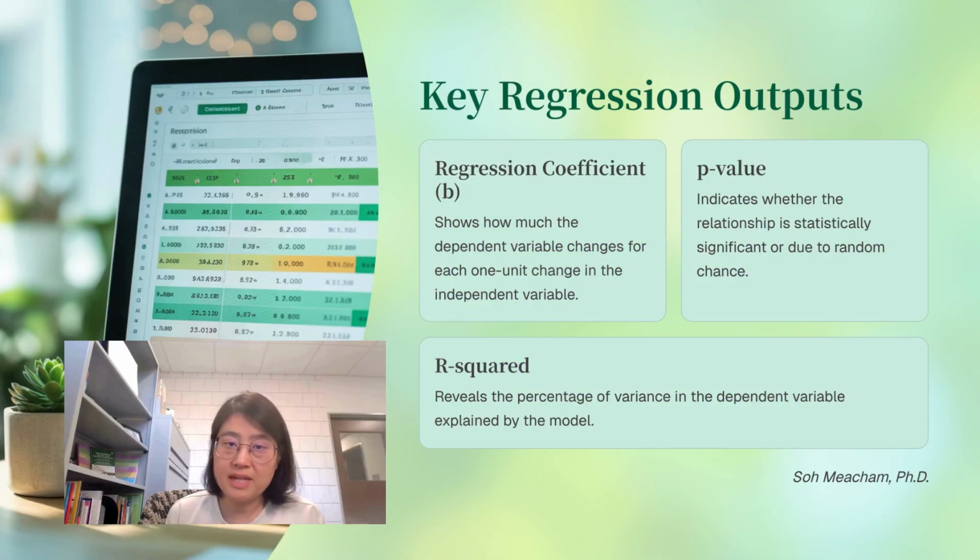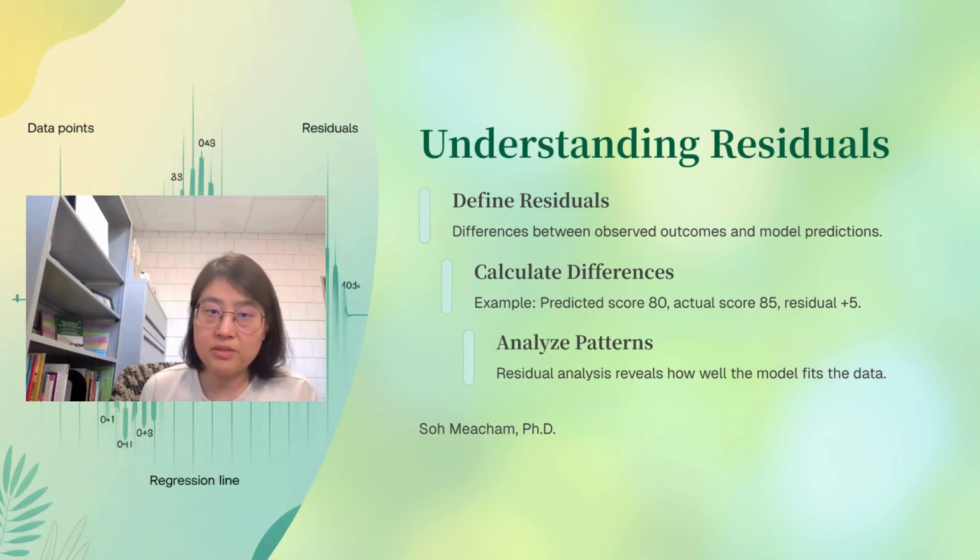When we perform a regression, we get several important outputs. First, the regression coefficient, often represented as lowercase b, tells us how much the dependent variable changes for each 1 unit change in the independent variable. Second, the p-value tells us whether this relationship is statistically significant. If the p-value is below a threshold such as 0.05, we conclude that the relationship is unlikely to be due to random chance. Third, we look at the r-squared value, which tells us how much of the variance in the dependent variable can be explained by the model. For example, an r-squared of 0.60 means that 60% of the variability in test scores can be explained by homework completion.